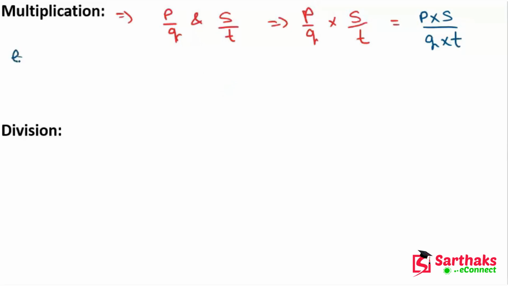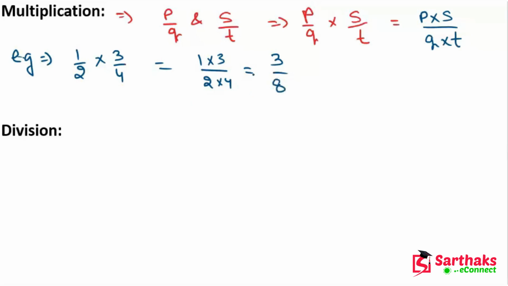Now let's suppose, for example, we have 1 upon 2 and 3 upon 4, and we have to multiply these. So we get 1 into 3 upon 2 into 4. 1 into 3 is 3, and 2 into 4 is 8. So we have 3 upon 8. So my dear friends, I hope you understand these things.